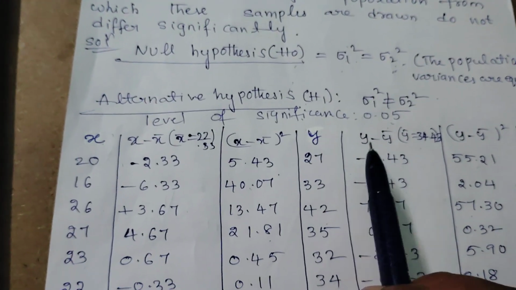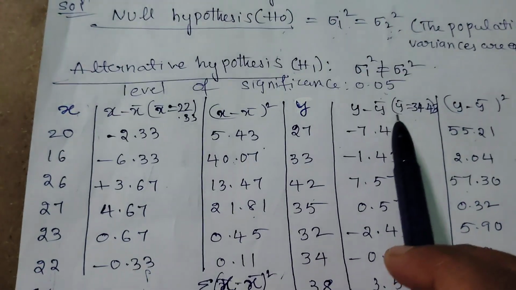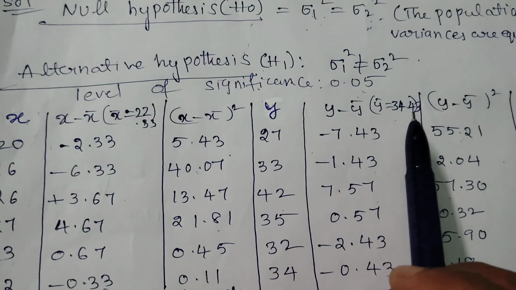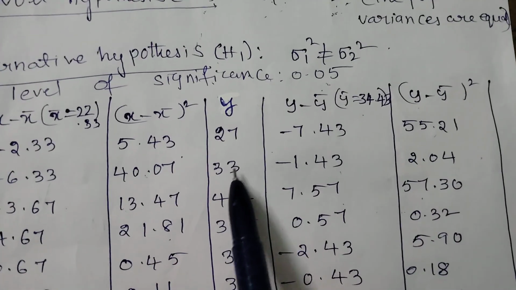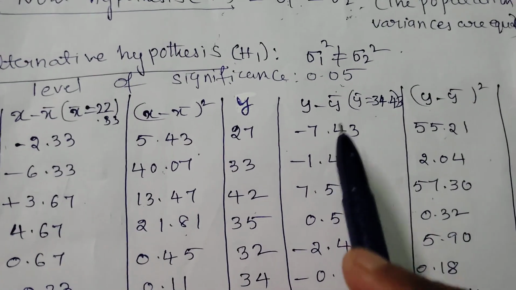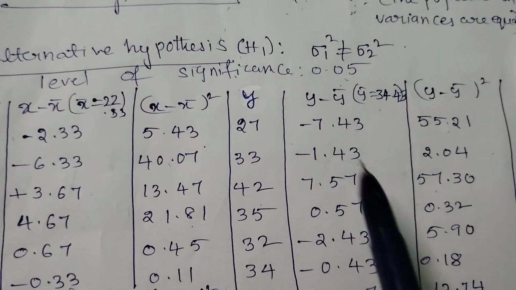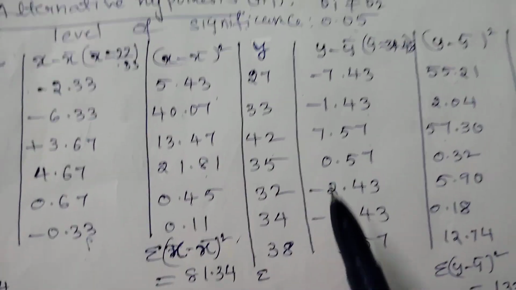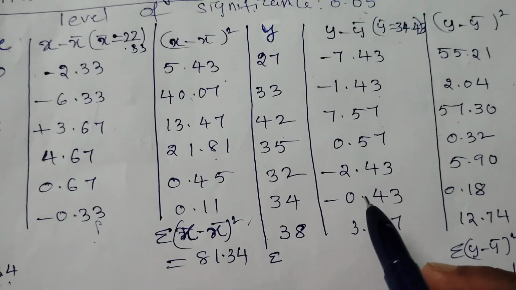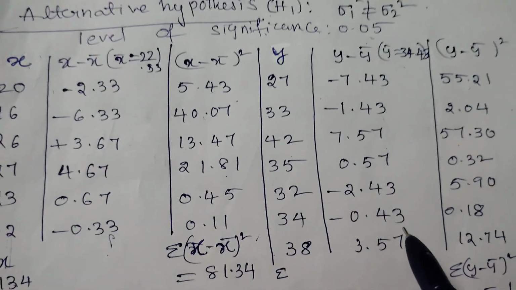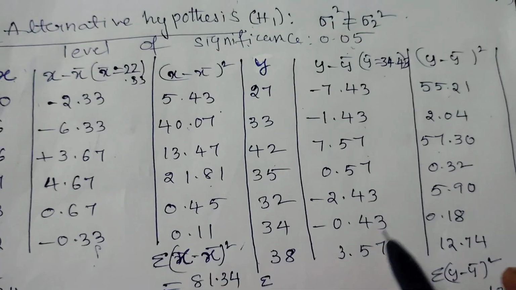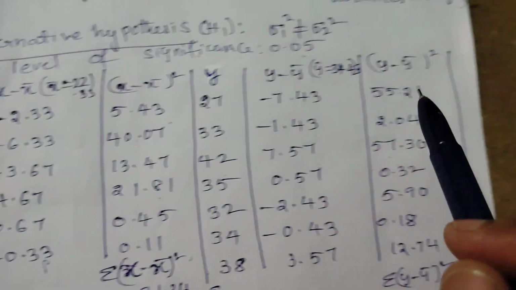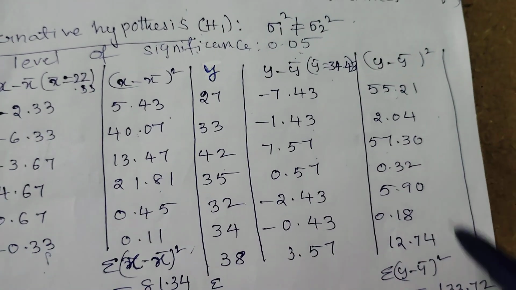So after y bar we need what? Y minus y bar. 27 minus 34.43, 33 minus 34.43. After doing all this we get these values. 34 minus 34.43 means after subtraction, minus 0.43. Okay, so like that we get all values. Square all these values to get the y minus y bar whole square value.